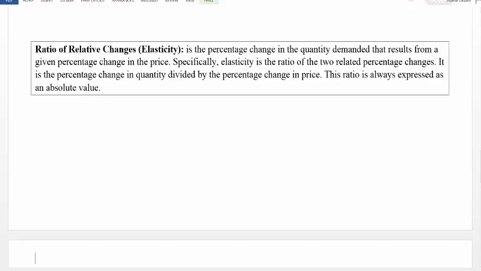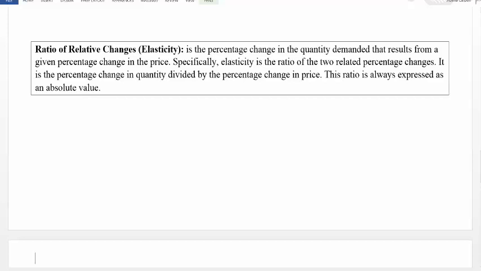So when we calculate elasticity, we're going to be getting a factor that we'll use to inform us about whether or not our discount is relevant and something we should continue doing, or if our price increase is something that will impact our consumer base.